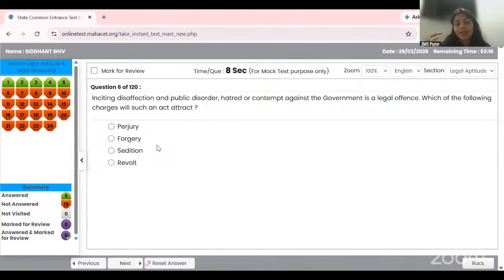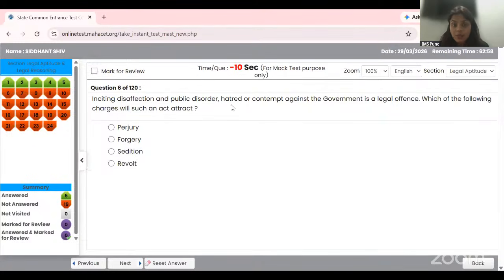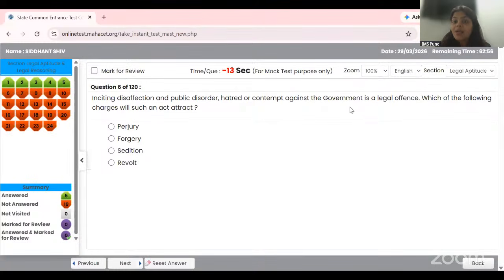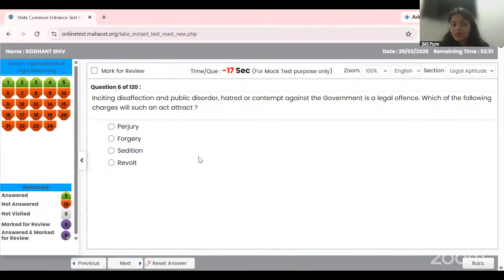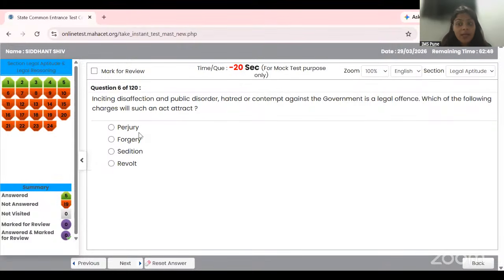Again, this question will require some prior knowledge. That is why for MHCET, certain theoretical knowledge, not a lot of concepts, but certain basic meanings become important for you, right? So let us understand this. First, this question is inciting disaffection and public disorder, hatred or contempt against government is a legal offense. Now it is asking what kind of legal offense is it? What is perjury? If I ask all of you what is perjury? So perjury is when you are lying on oath.